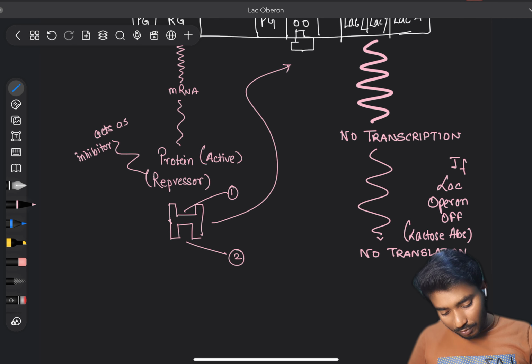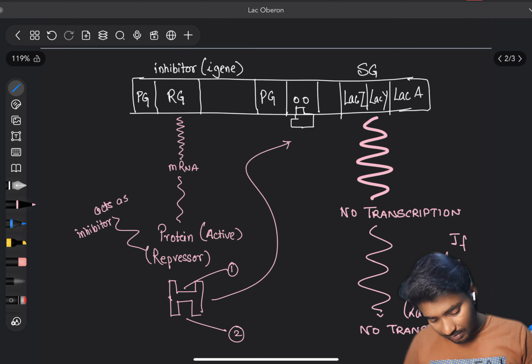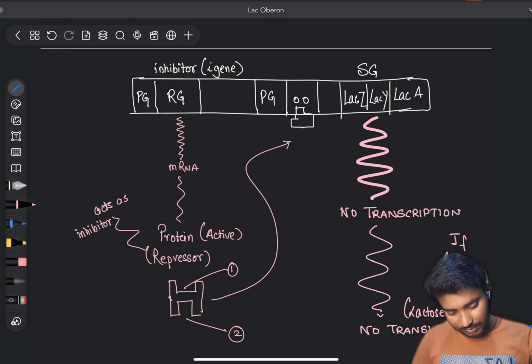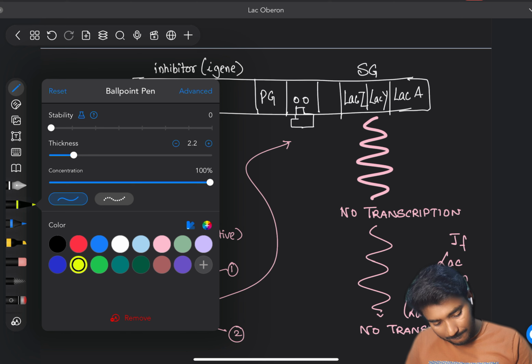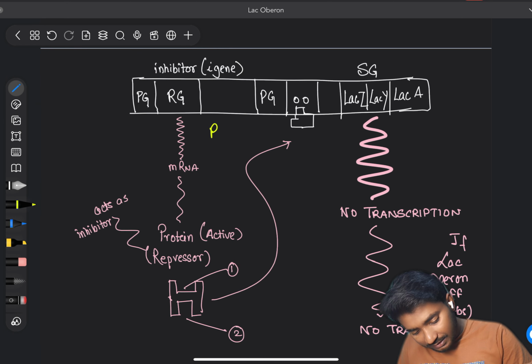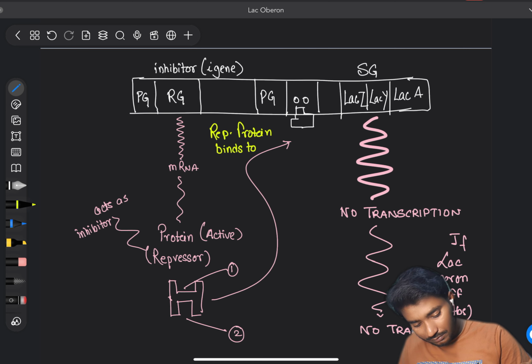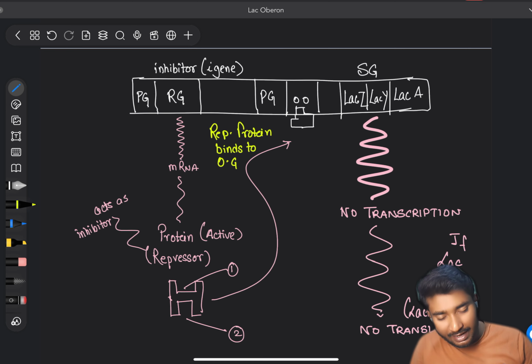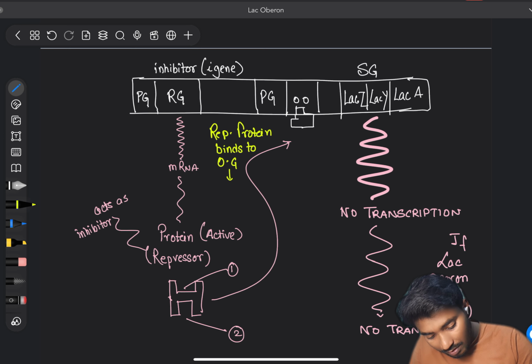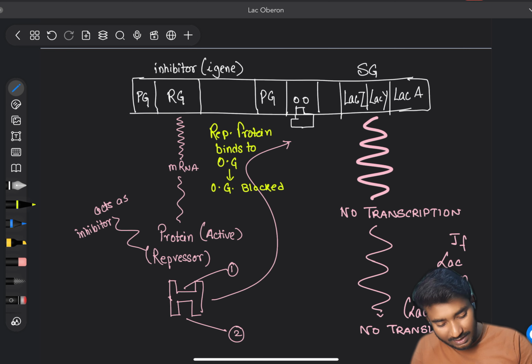This repressor protein is completed. Now the repressor protein binds to the operator gene. The repressor protein binds to the operator gene. Now the operator gene gets blocked. So what happens if the operator gene is blocked?